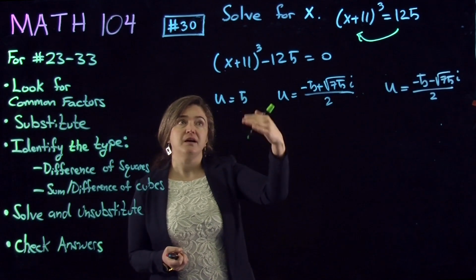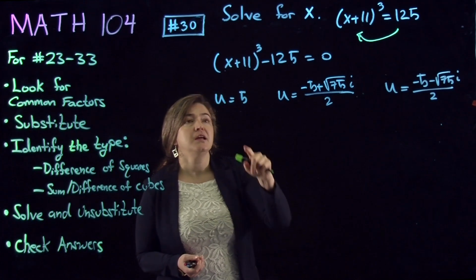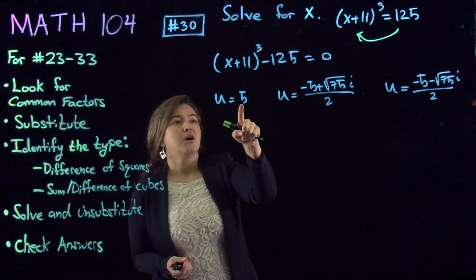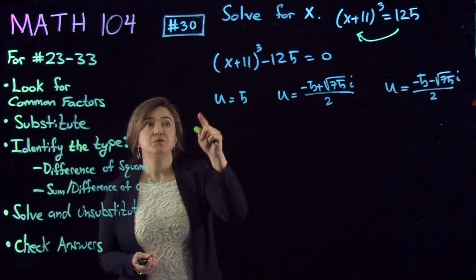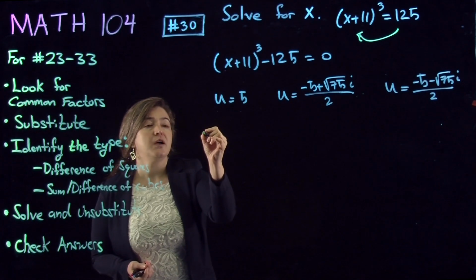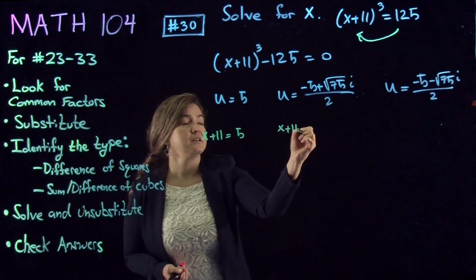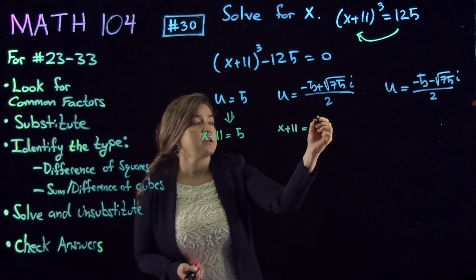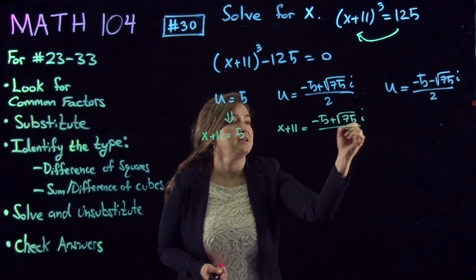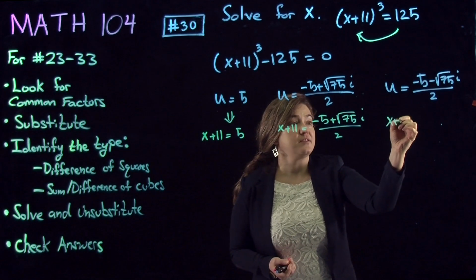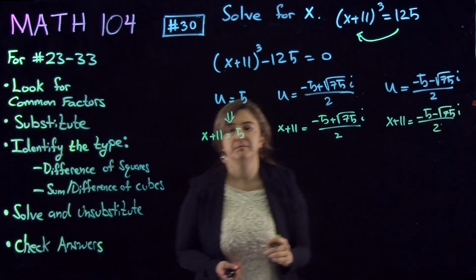So we're continuing with solving the equation on the gateway question number 30. The solutions that we got for u are 5 and two complex numbers. What we do is we unsubstitute this. So instead of u, I put in x plus 11 equal to 5, x plus 11 equal to negative 5 plus the square root of 75 i divided by 2, and x plus 11 equal to negative 5 minus the square root of 75 i divided by 2.